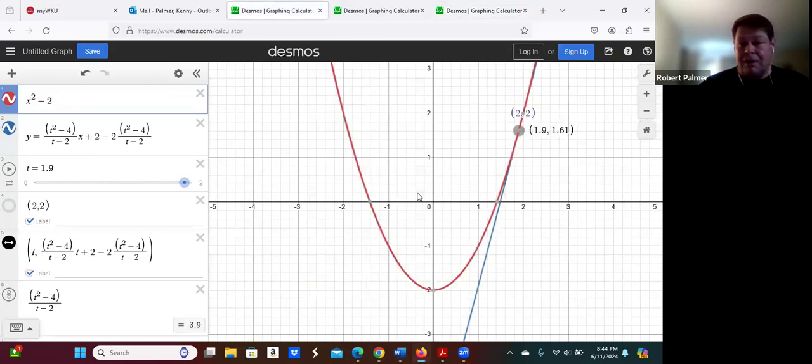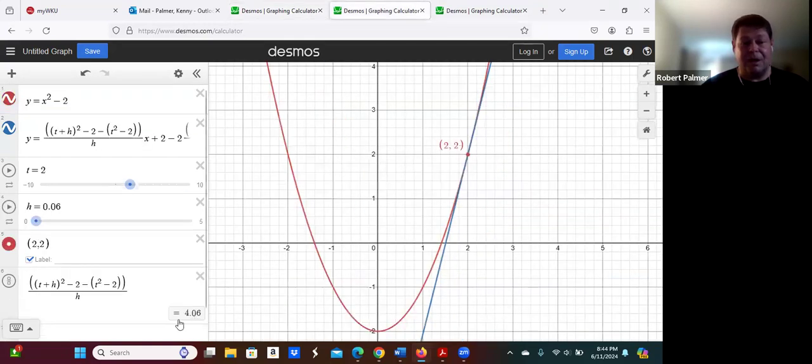So I showed you here that as we got closer and closer to this point, the slope is actually 3.9, close to 4. And actually, we could get all the way there; it would limit to 4. And the other way, same thing. This basically became 4, because that's the slope of the tangent line. Also, the value of the derivative for this function, x squared minus 2, at x equals 2 is 4.